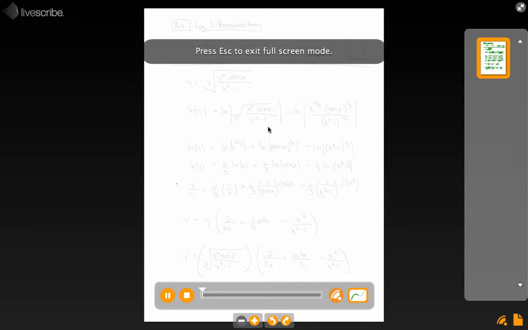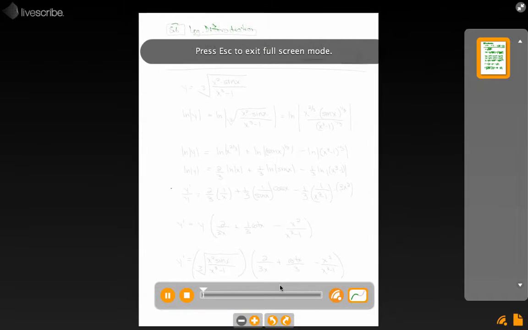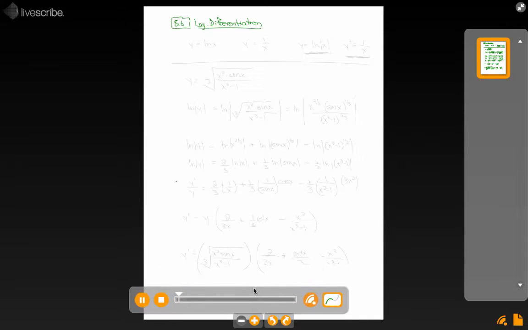This comes out of section 8.6, logarithmic differentiation. Just before we start, I just want to make sure everybody remembers that if you have y equals ln x, the derivative is 1 over x. But it's also true that if you have y equals ln the absolute value of x, the derivative is 1 over x. And we showed that using two cases: x greater than 0 and x less than 0.